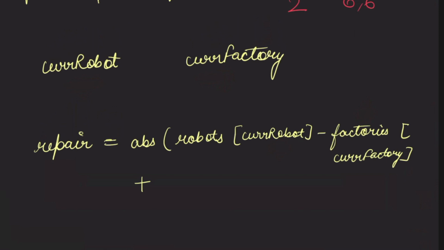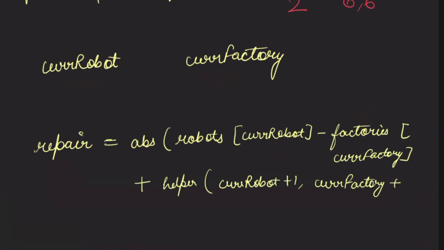So here you will call your recursive function again. Let's suppose that is helper. So here you will call helper. Now in this, since we have repaired this current robot with the current factory, we will move to the next robot and the next factory, right? So in that case, you will pass current robot plus 1 and current factory plus 1, right? So this is the case where we repaired the robot.